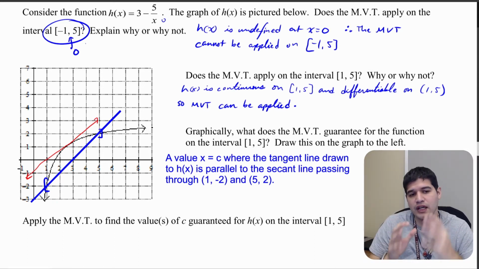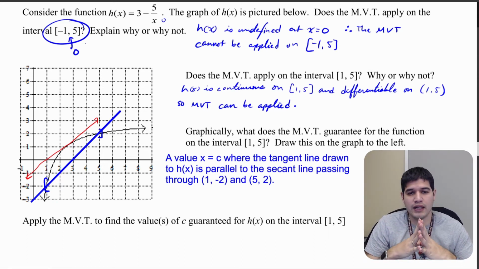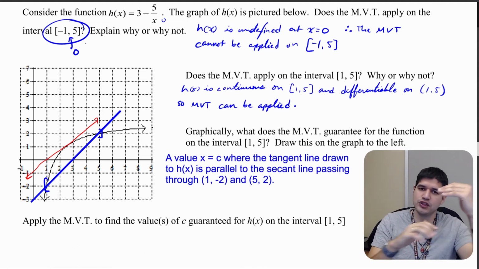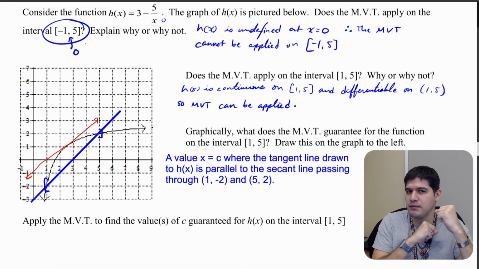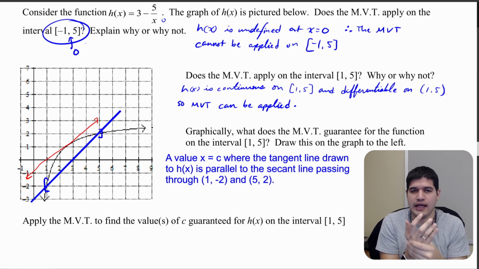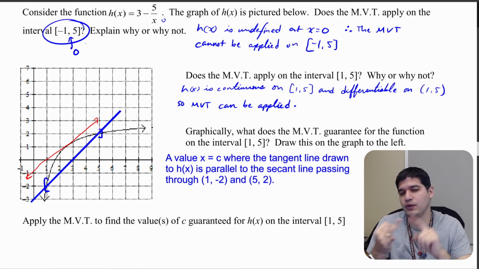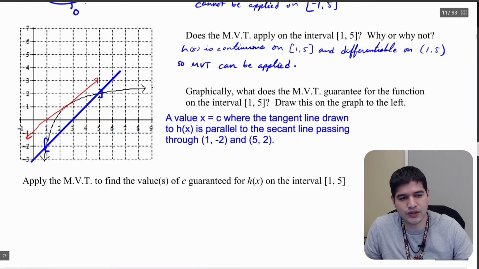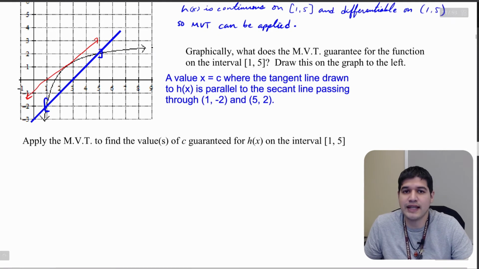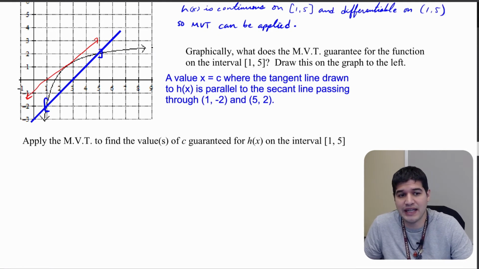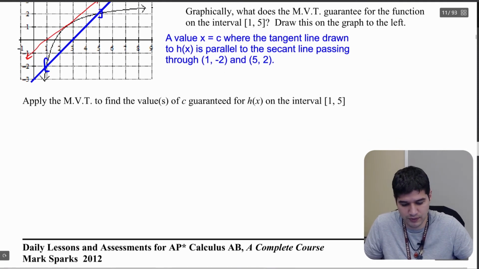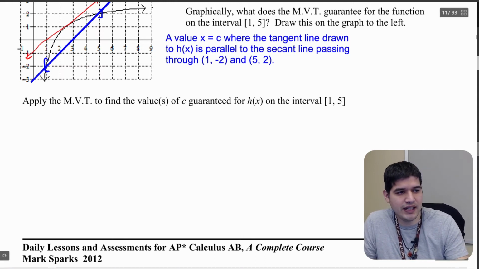So still, it's very important to note that the two y values don't need to be equivalent like they had to be in Rolle's theorem. They only need to follow those first two conditions of being continuous and differentiable. And so now let's apply the mean value theorem to find the value c that is guaranteed for h of x on this interval. So let's start by finding the derivative.